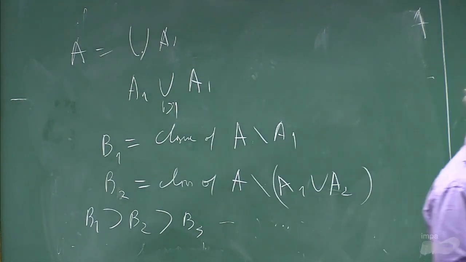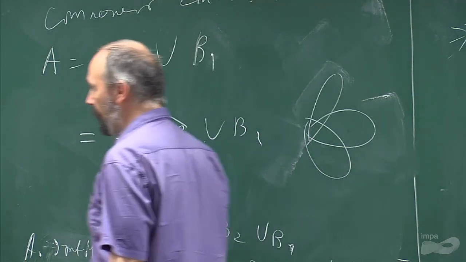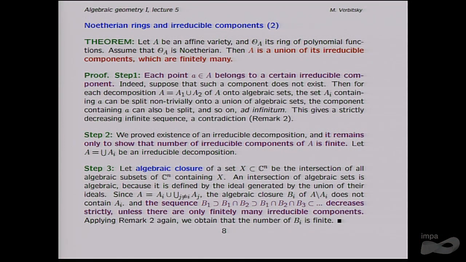What we do, there was this picture, many subvarieties. We remove one of them, we take the union of the rest, we take its closure, remove two, take the closure, and so on. This gives you a decreasing chain of subvarieties. Not a complicated business. So we arrived at a contradiction.